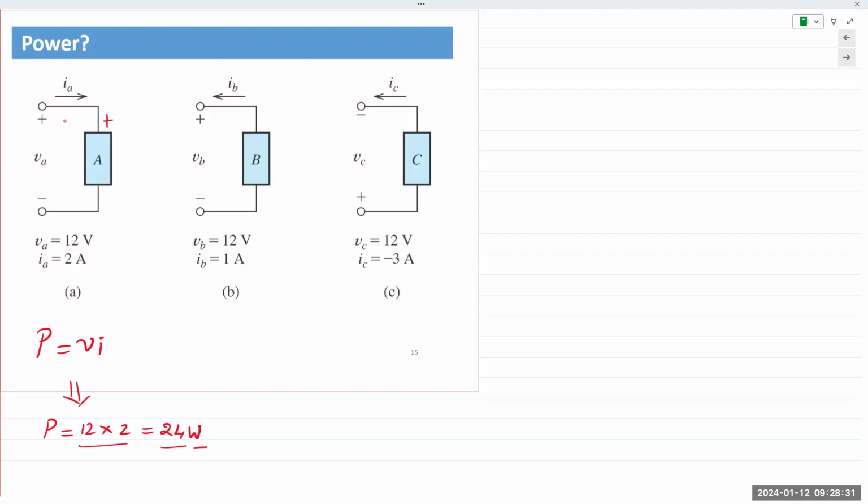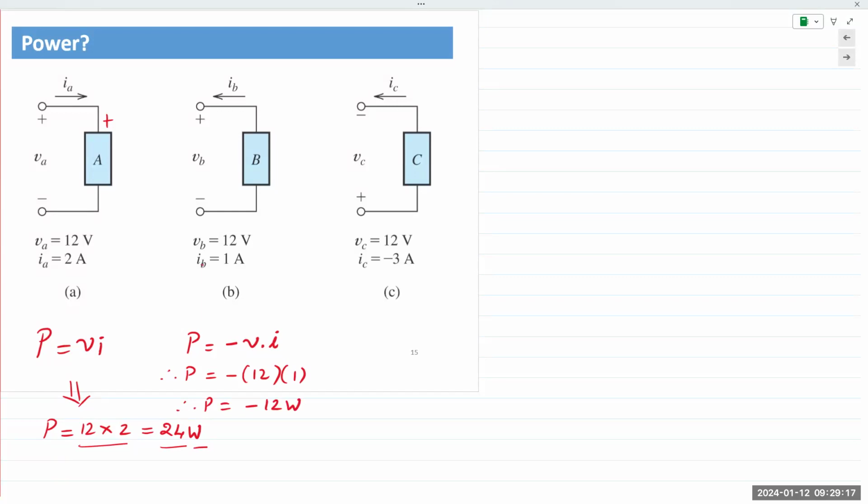How about the second one? I heard some murmurings. You can be confident in answering. I'm not going to deduct any points. So I heard negative from somewhere, right? If you extend the arrow, it's entering the minus terminal. So it is indeed negative. And so for the second one, P equals minus VI. P equals minus 12 times 1. And therefore, P is minus 12 watts.